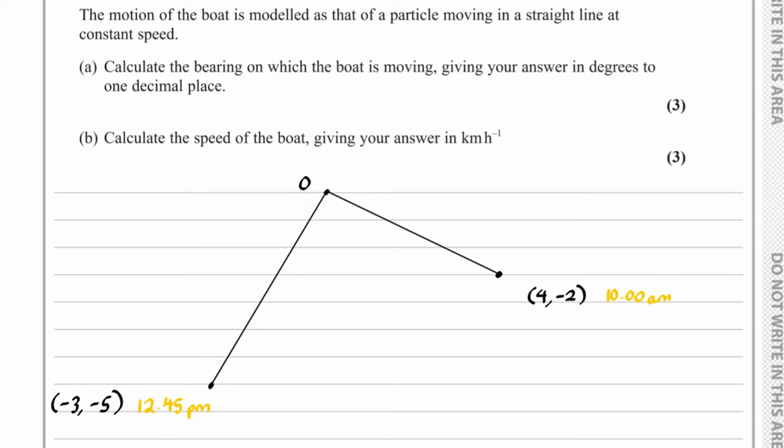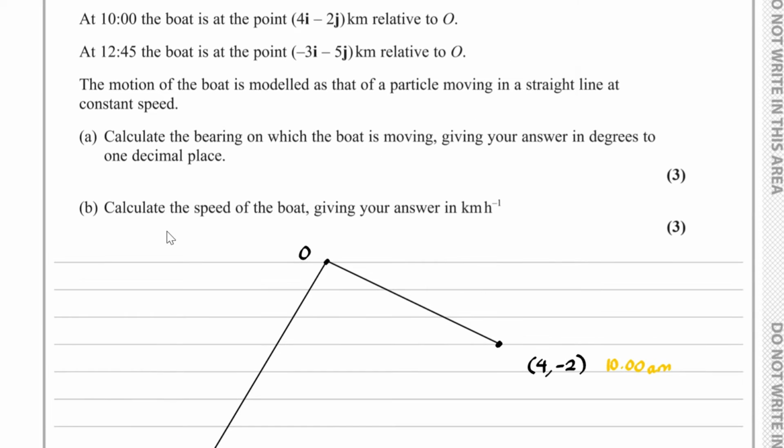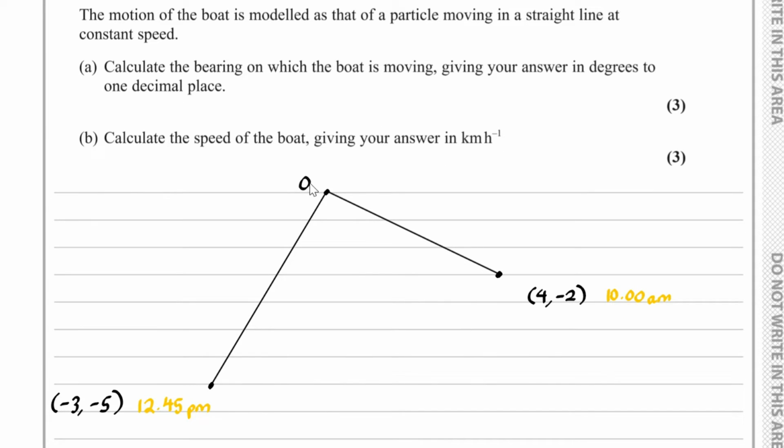So what we see over here, at 10 o'clock, the boat is at this point (4, -2), and at 12:45, the boat is at this point (-3, -5). And the boat essentially starts here at O, it goes to this point at 10 o'clock, and then at 12:45 it's at this point. Of course, (4, -2) and (-3, -5) are relative to O. And we're going from here to here, so we're moving from here to here. And we're calculating the bearing from here to here.